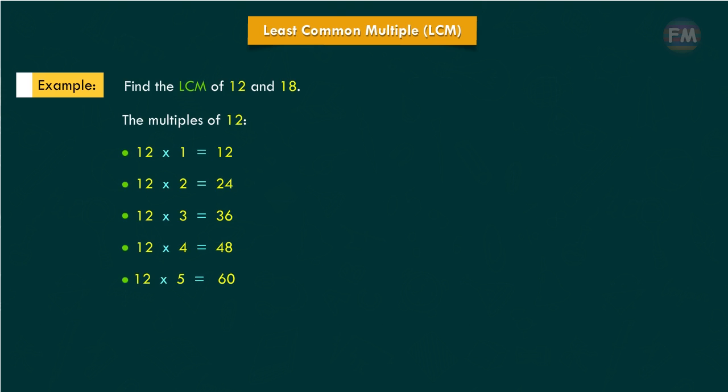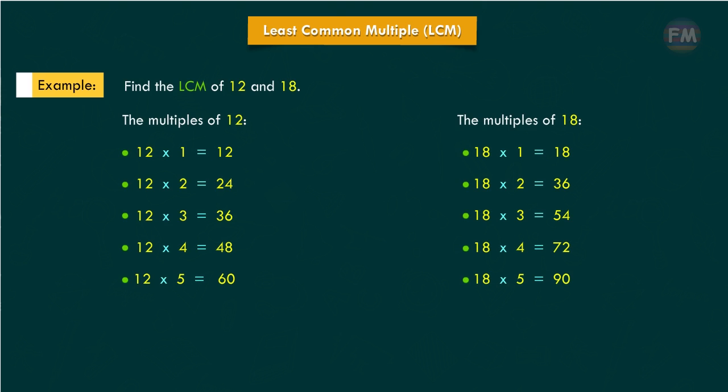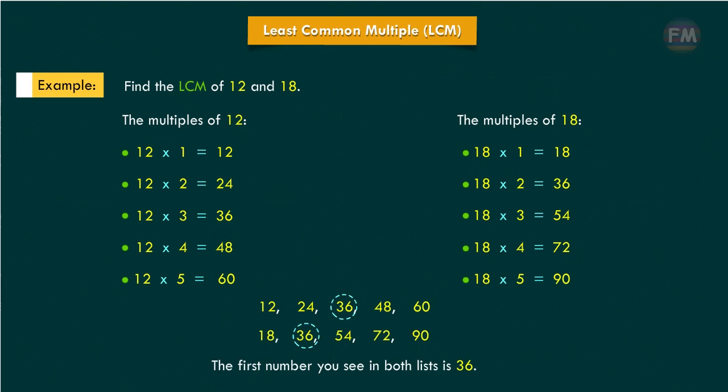The multiples of 12 are, the multiples of 18 are, the first number you see in both lists is 36. The least common multiple of 12 and 18 is 36.